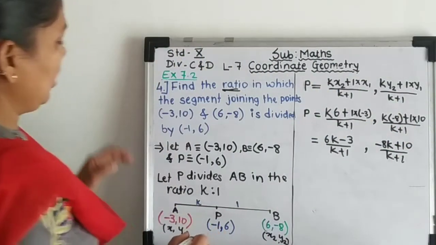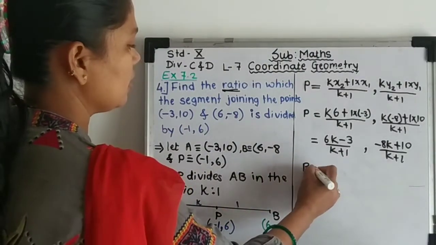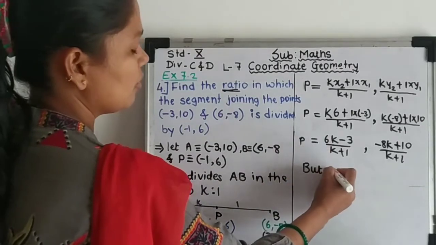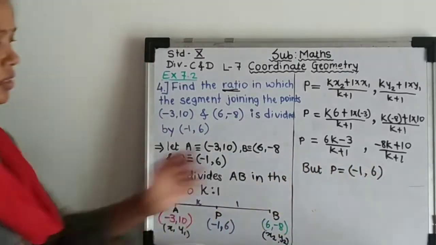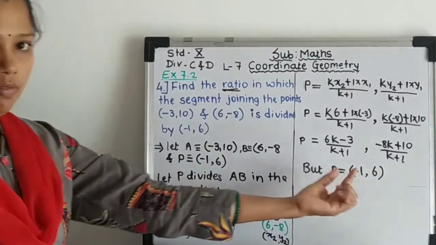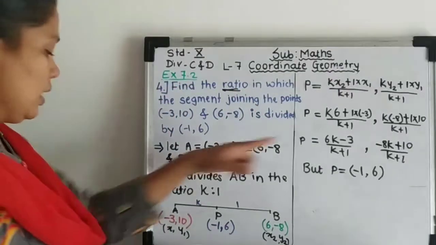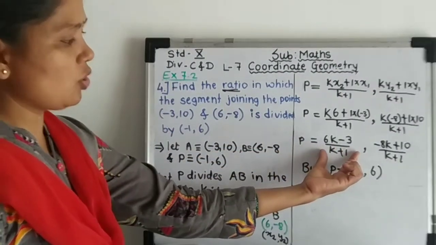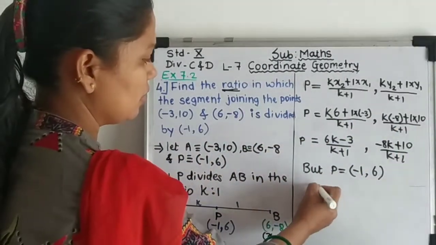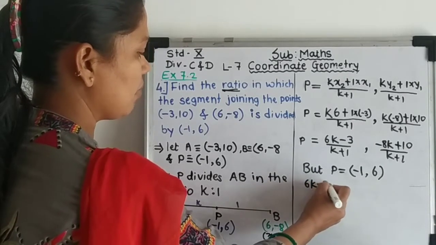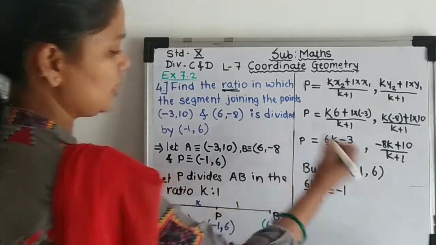But what we have? P equals to (-1, 6). We will write here, but P we have what? Minus 1 and 6. These coordinates already we have, no? We are going to reach up to what? The ratio. So we will compare these. So this is your x coordinate and this is your y coordinate, right? So we will write here 6k minus 3 upon k plus 1 equals to minus 1.